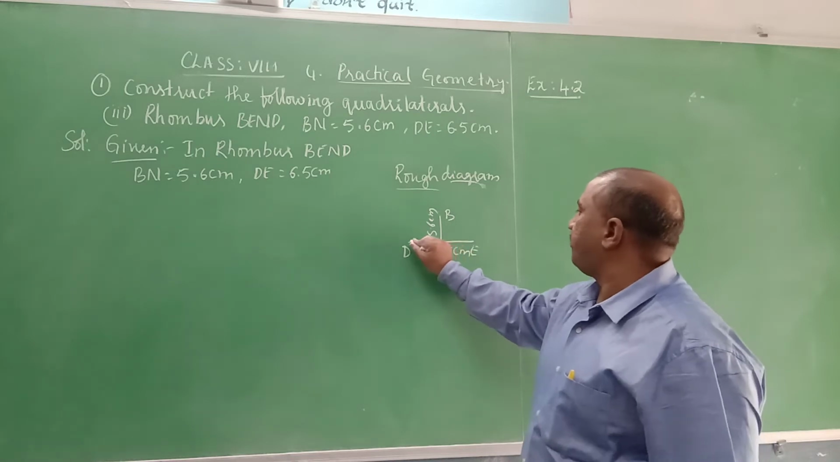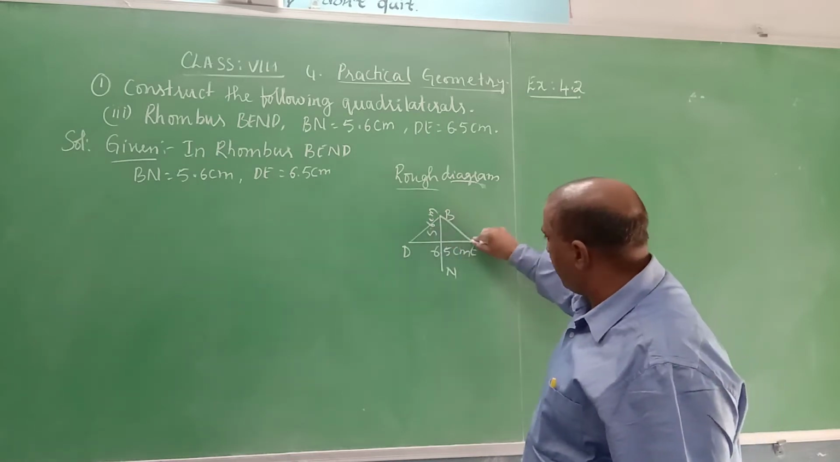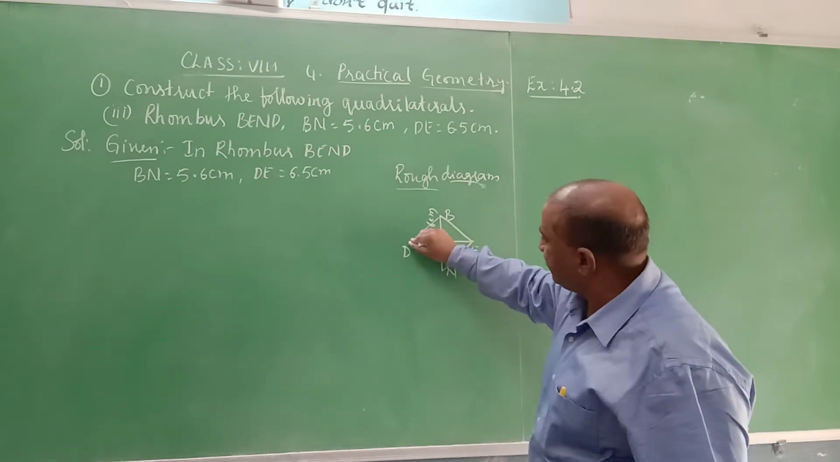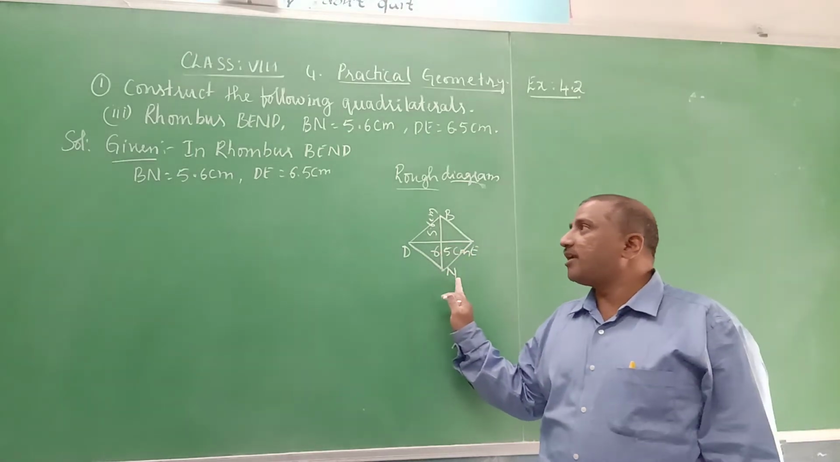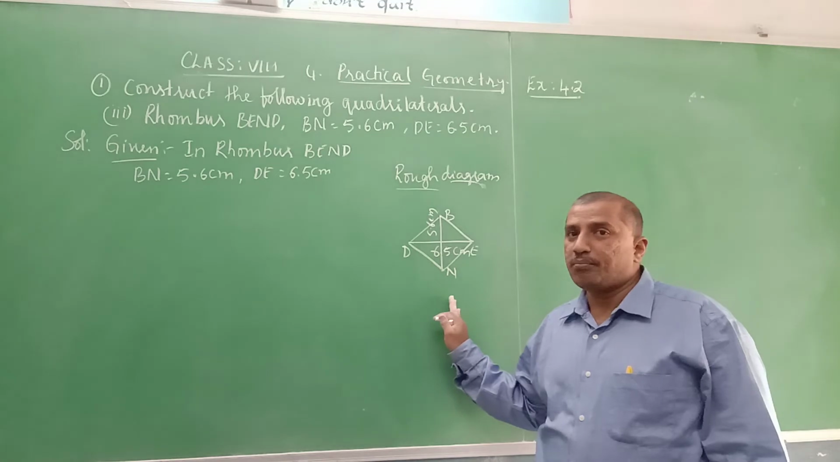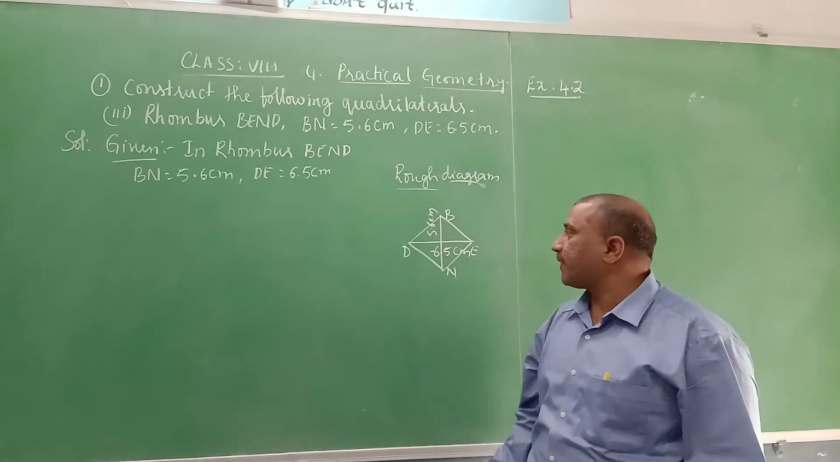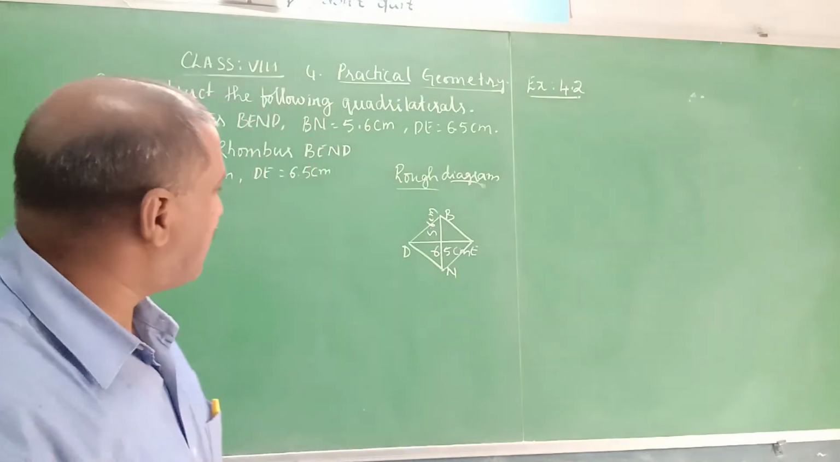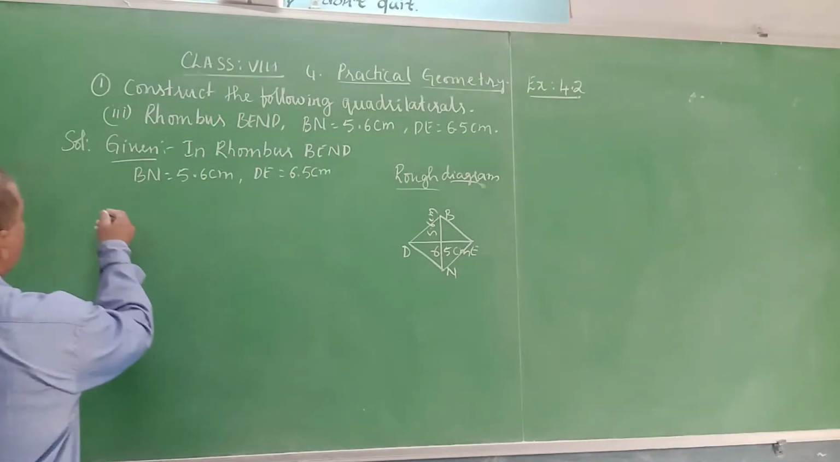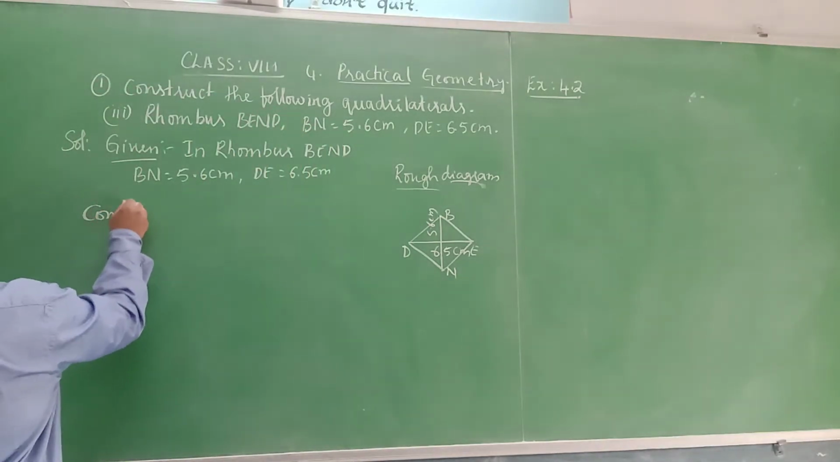Now join BD, BE and BN. This will give us the required rhombus BEND. This is the rough diagram. Only we know the two diagonals. Now how to construct it? We'll discuss construction. Here very few steps are there.